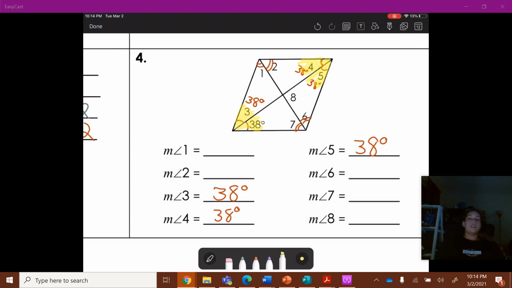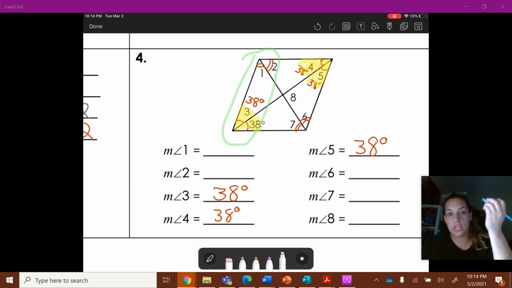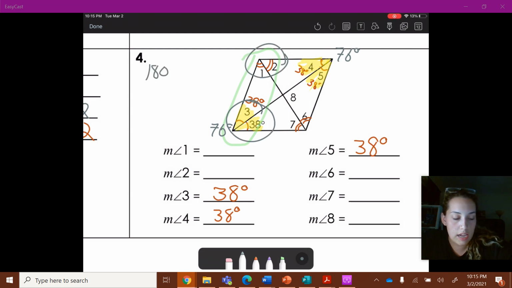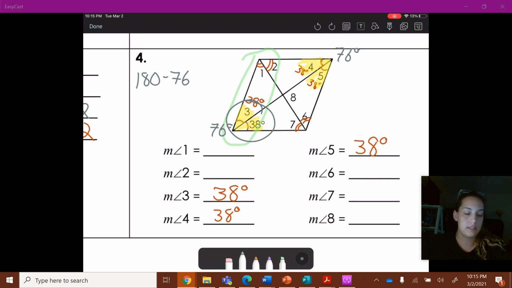All right, now this is when we need to know about those consecutive or supplementary angles. These ones that share a side are supplementary. So these two right here are supplementary, meaning they're going to add up to 180. Okay, so this total yellow angle is going to be 76. This total yellow angle, these ones right here, are both 76. Okay, all right, so if this total angle is 76, then I know these two added together will be 180. Then what I've got to do is find the difference between 180 and 76. So 180 minus 76 is going to be 104.